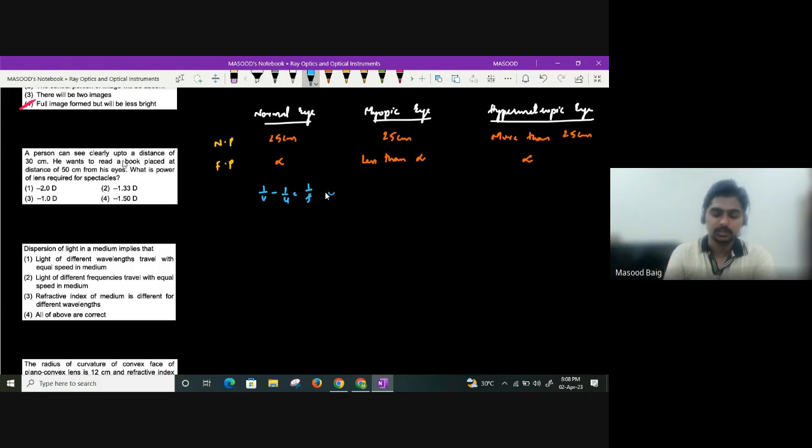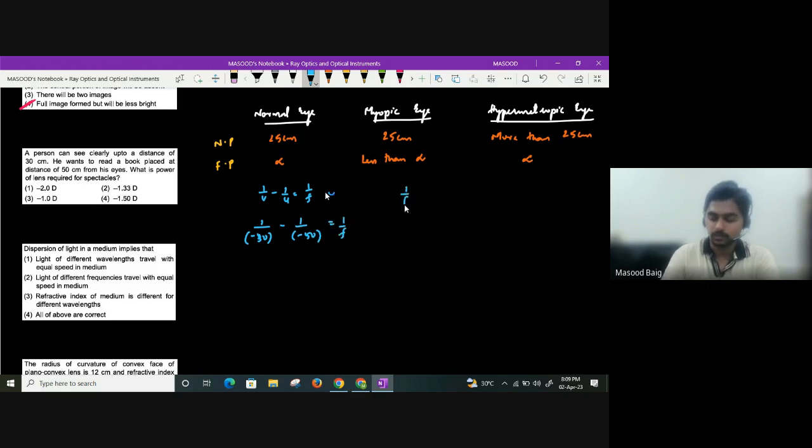A person can clearly see up to a distance of 30 centimeters. He wants to read a book placed at a distance of 50 centimeters. The object is placed at 50 centimeters. The image of that object should now be formed at 30 centimeters. So if I take that case, with the sign convention, you'll get minus 30 here, minus of 1 by minus 50, which will be the 1 by f value.